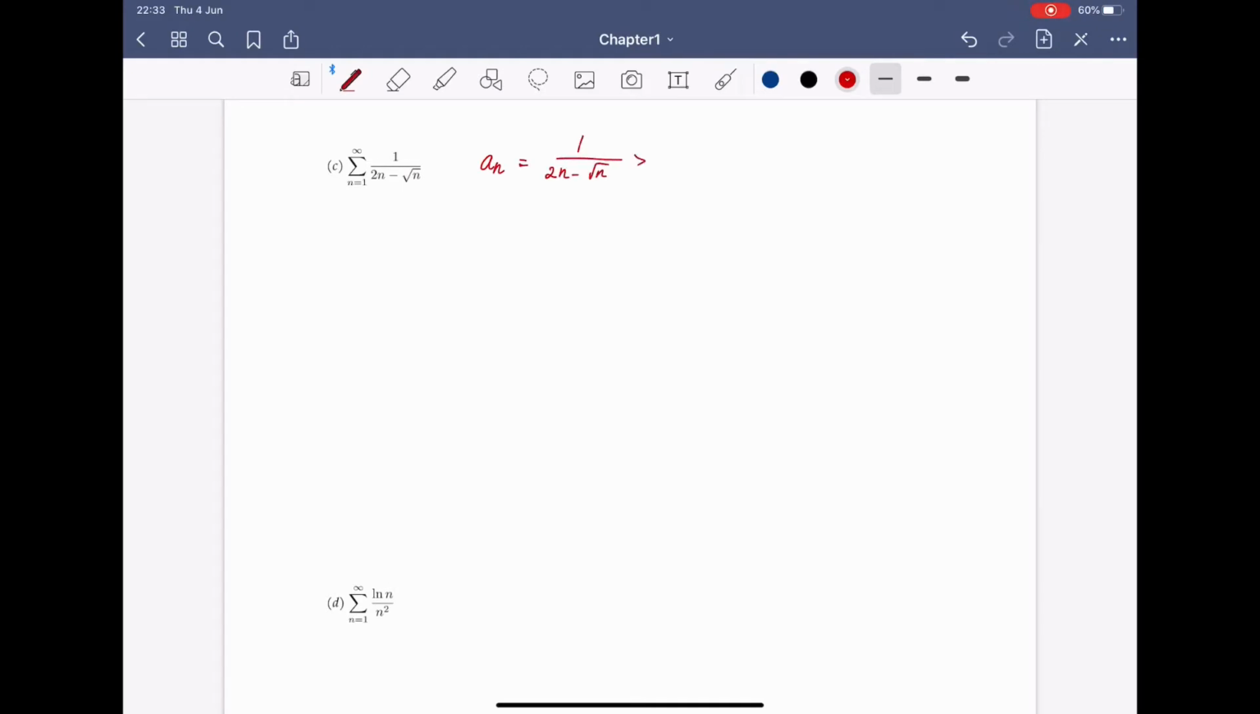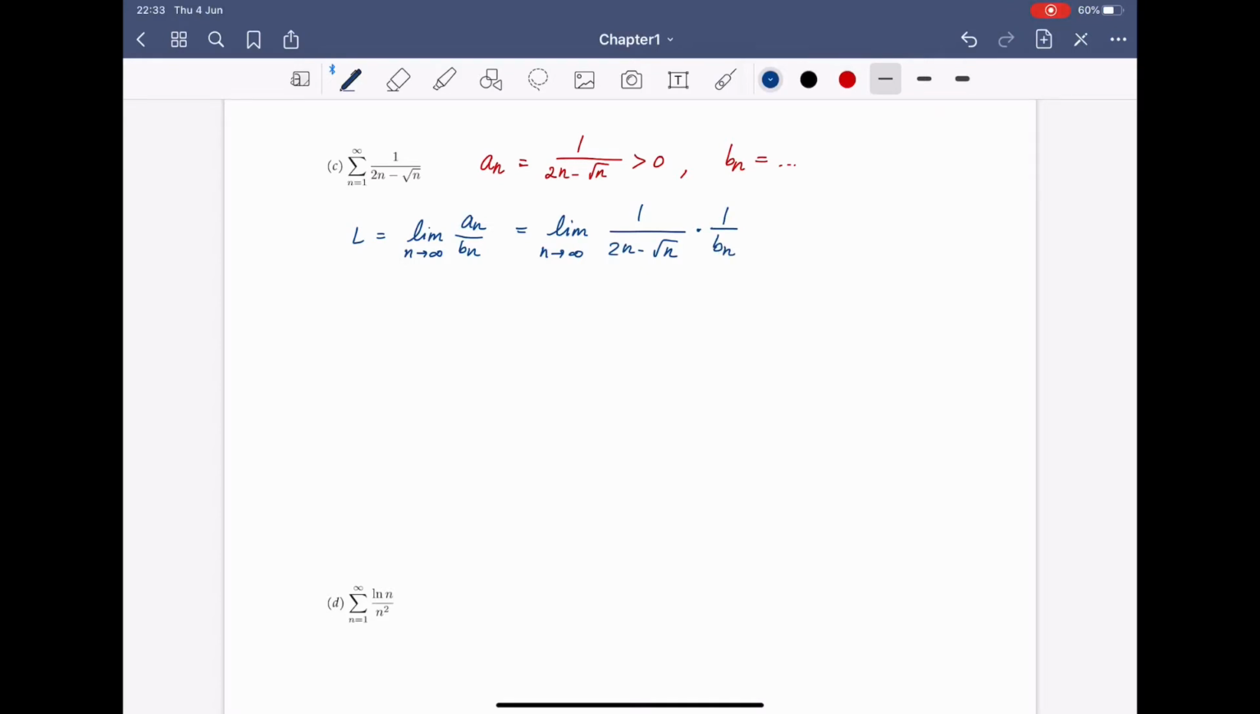Alright, this thing is bigger than 0. My b_n, I'm going to save it for later. So let's come back later for that. And then now let's compute L, which is the limit of a_n over b_n. Alright, and that thing is the limit of 1 over 2n minus square root n, where n goes to infinity. Then I need my b_n as well, so I can compute the limit easily.